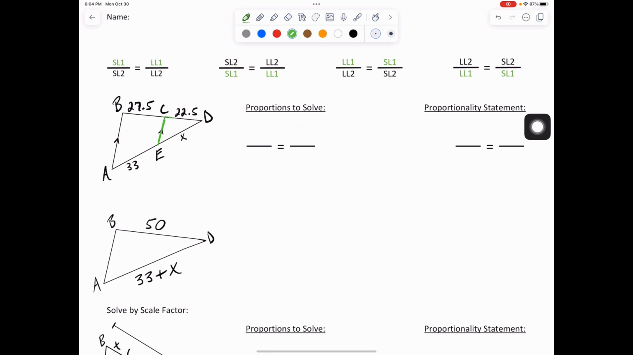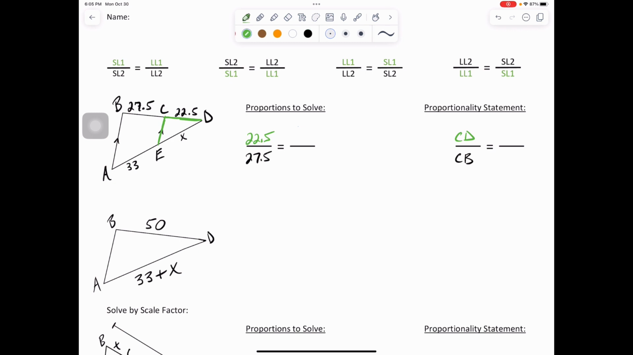Okay, now that 22.5 of CD corresponds with CB. All right, so I'm just going to put CD, and I'm going to put my 22.5 over here. And if I know that CD corresponds with CB, I will put the CB below for my statement. I will put my 27.5 below to represent.